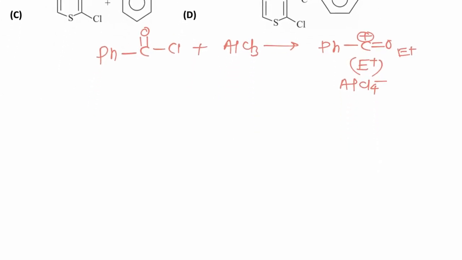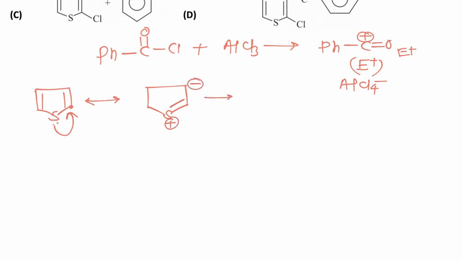Now the thiophene molecule has maximum electron density at its adjacent position, because when resonance takes place, various resonating structures are formed. For example, we have this resonating structure. If the negative charge is further delocalized, now the negative charge is shifted to this position.